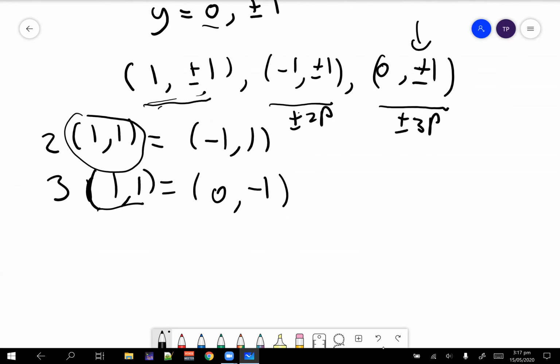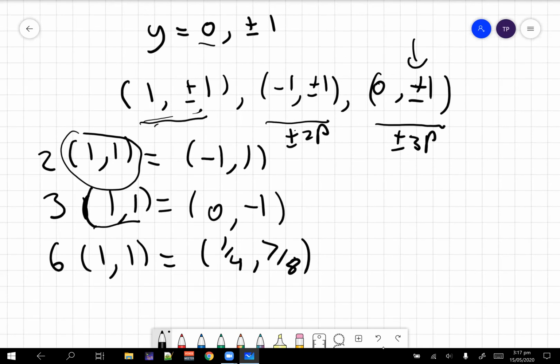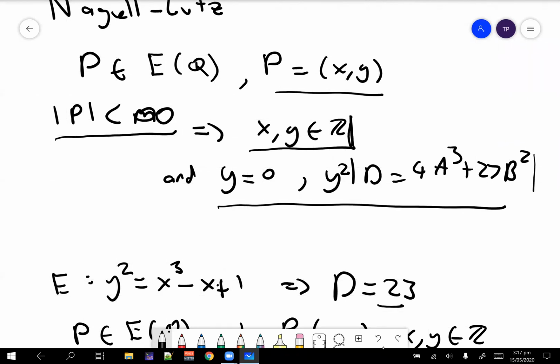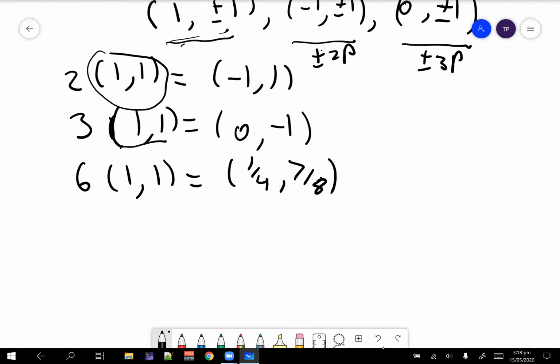And actually it is infinite order, because if we calculate 6 times 1, 1, we get a quarter, 7 over 8. And if we look back at the statement of Nagell-Lutz, it says that if a point has finite order, then it has integer coordinates. So if it doesn't have integer coordinates, then it's an infinite order point. And here we see that 6 times 1, 1 has rational coordinates. It doesn't have integer coordinates. So that means 6 times 1, 1 has infinite order.